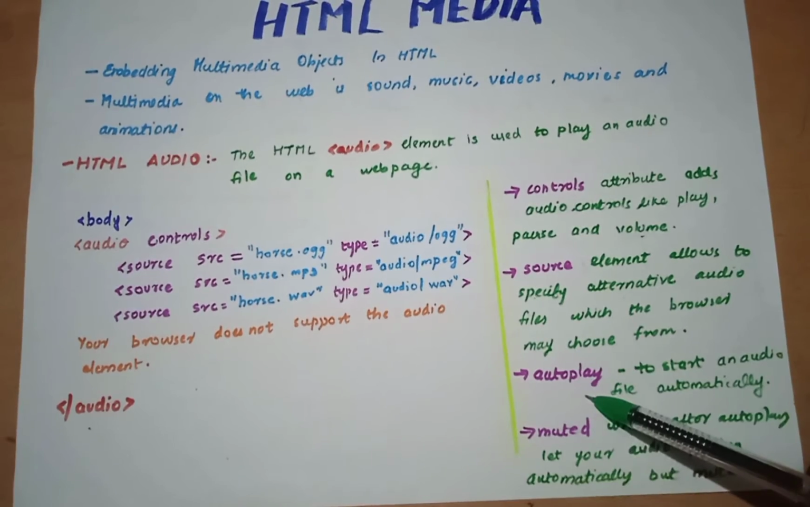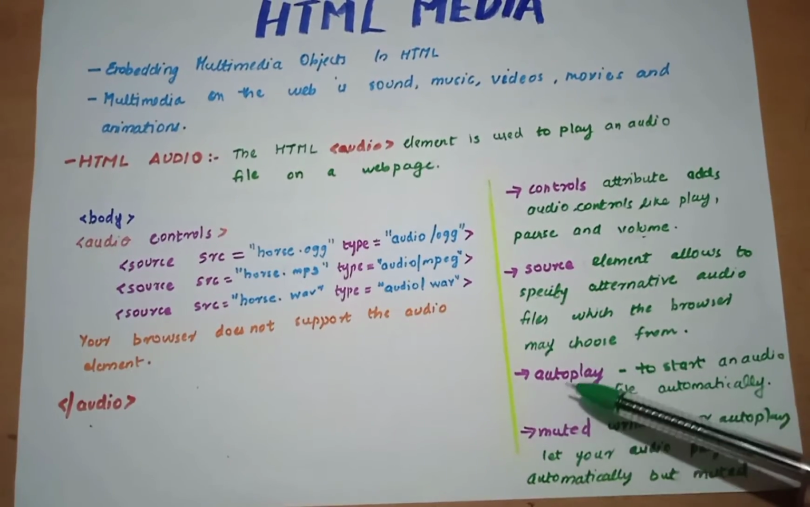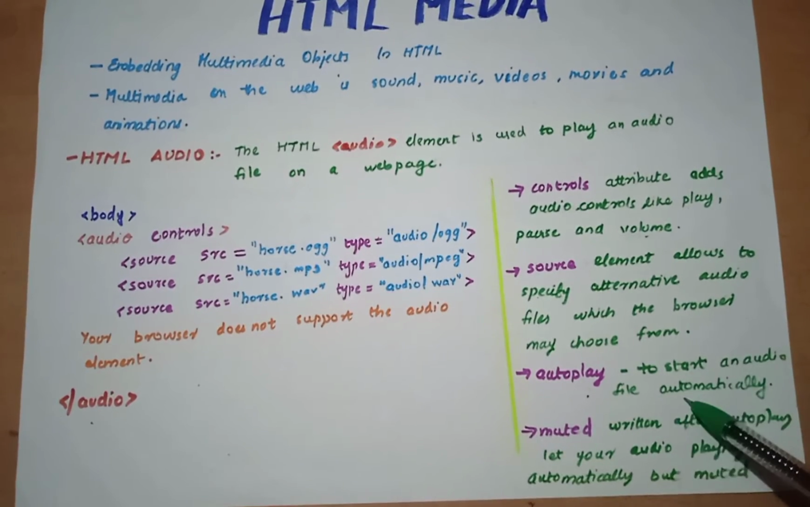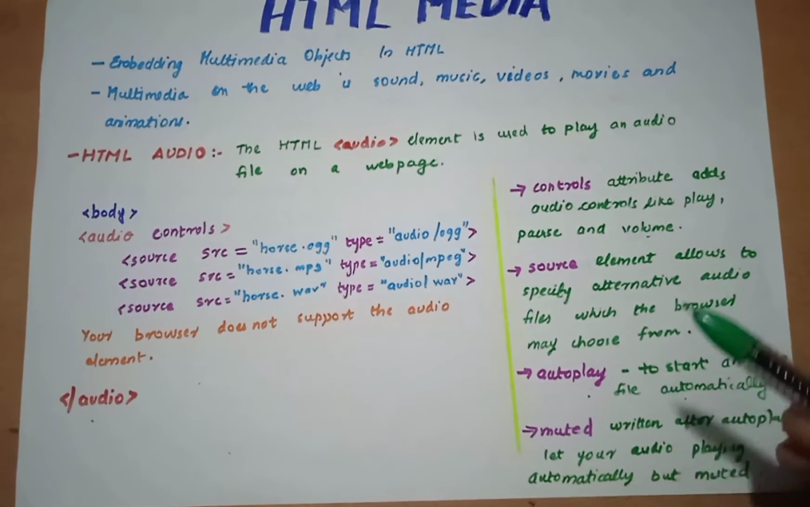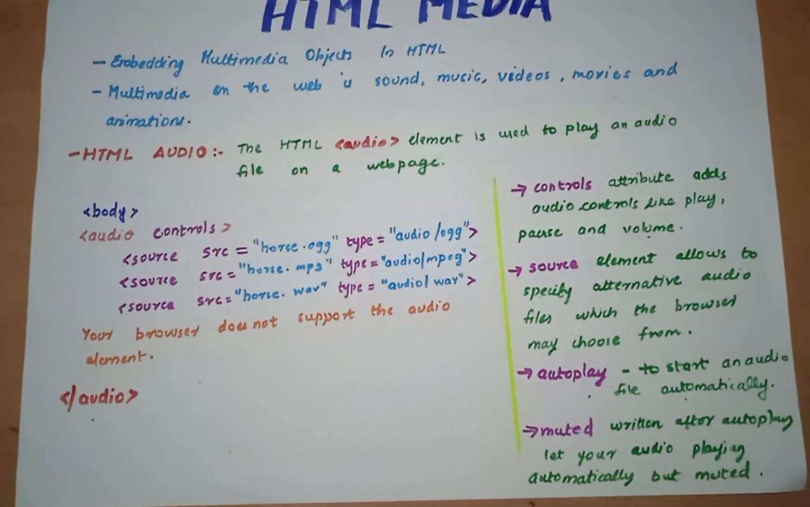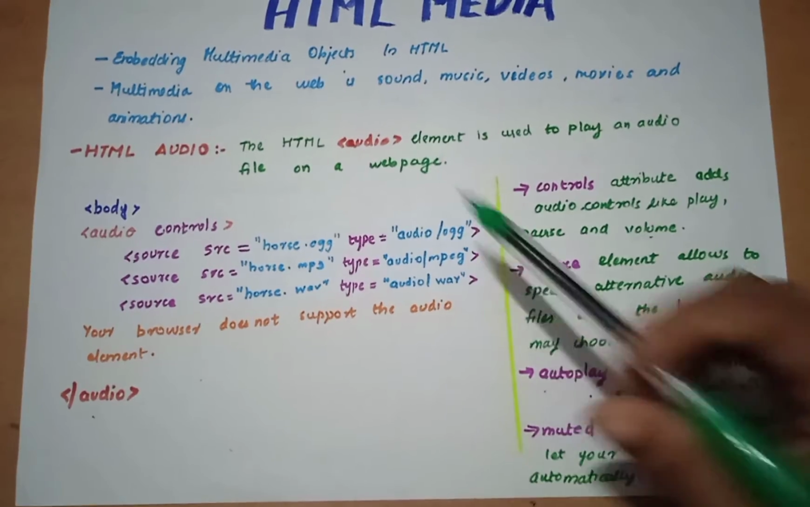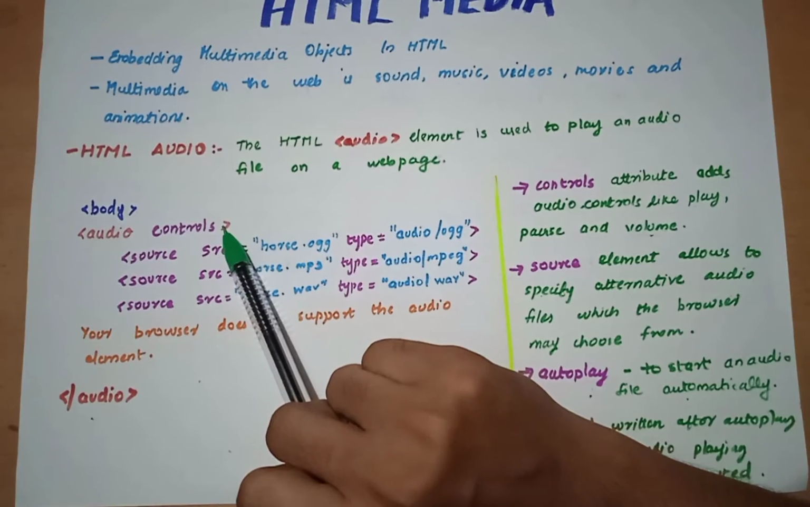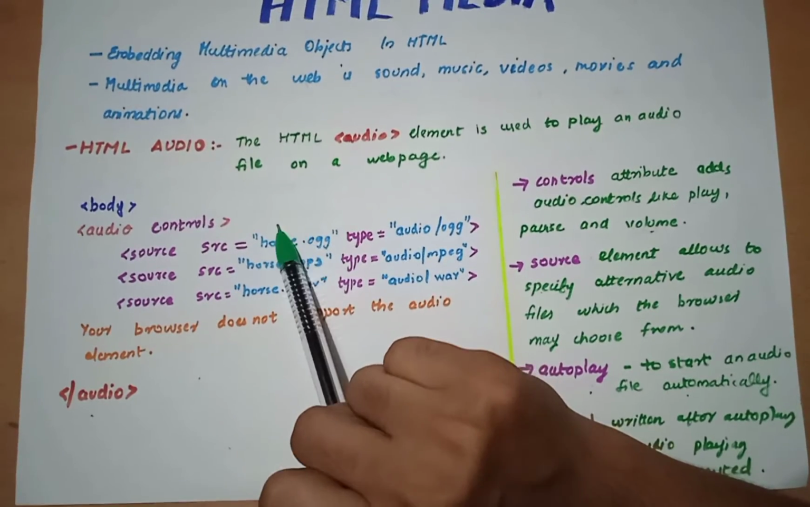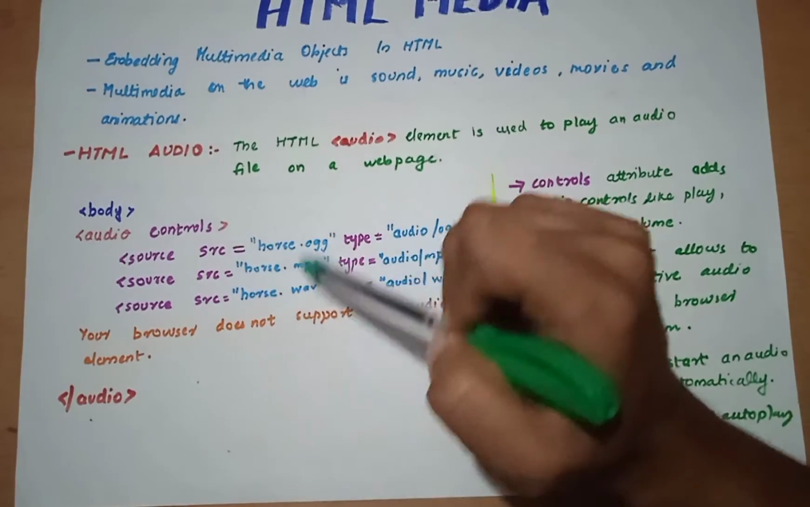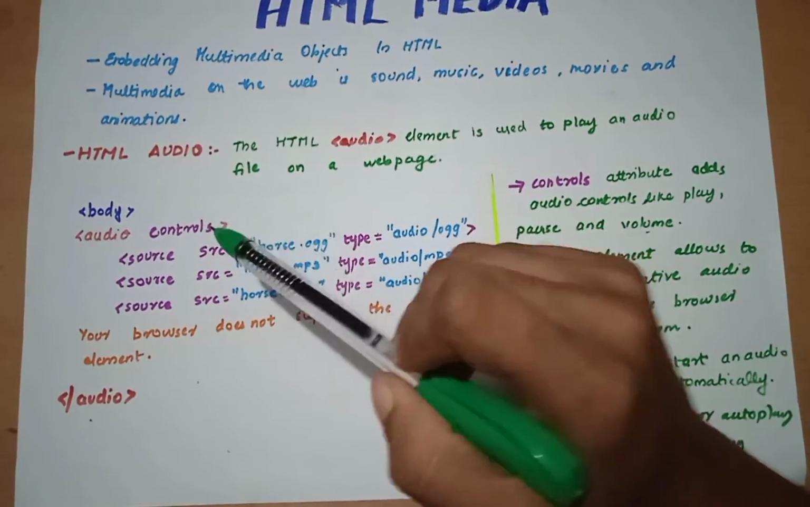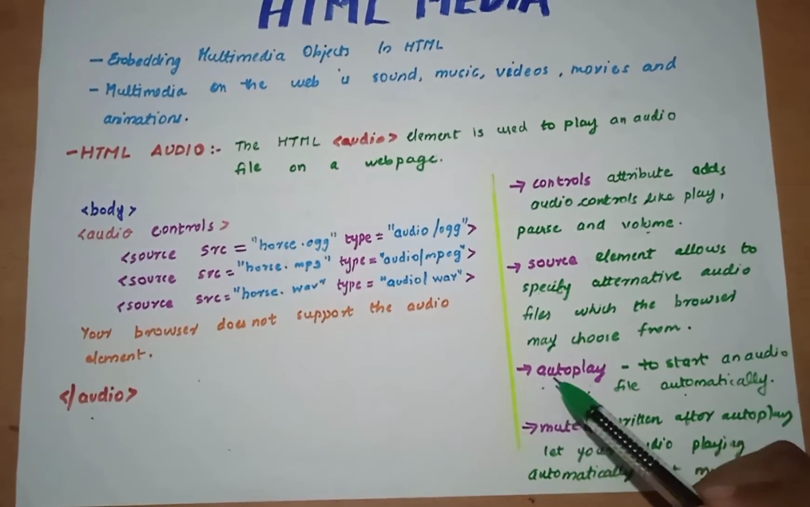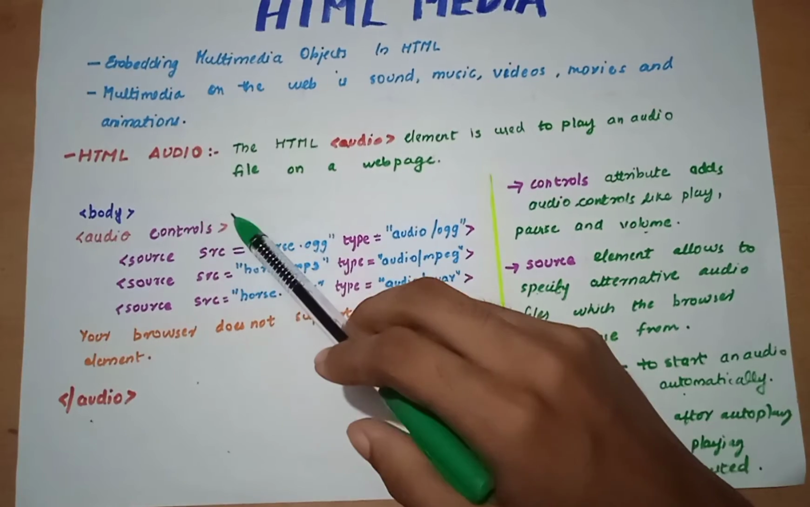Autoplay, that we haven't added here, but what is its purpose? This is an attribute to start an audio file automatically, without manual action. We can use this autoplay along with controls. So it will be audio controls, and also we can include here autoplay, then close the angle bracket. Then this audio will be played automatically. We just need to add this autoplay after the controls here.